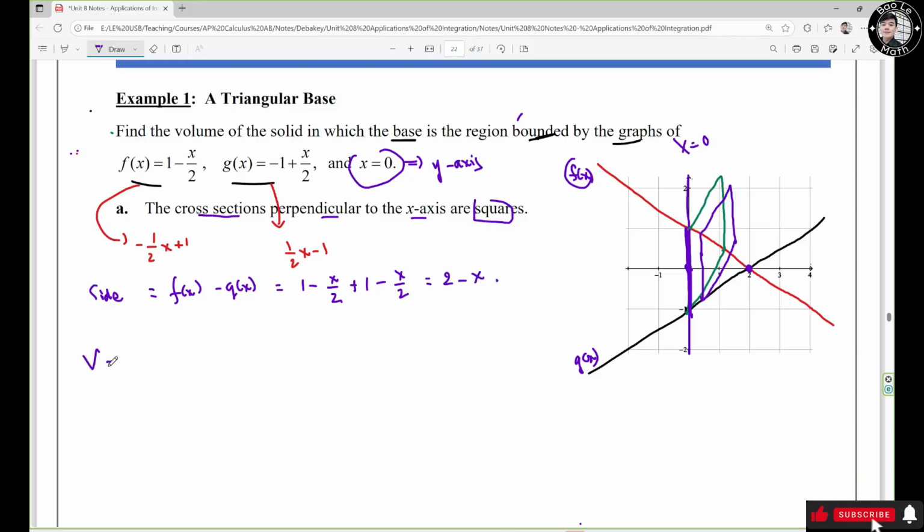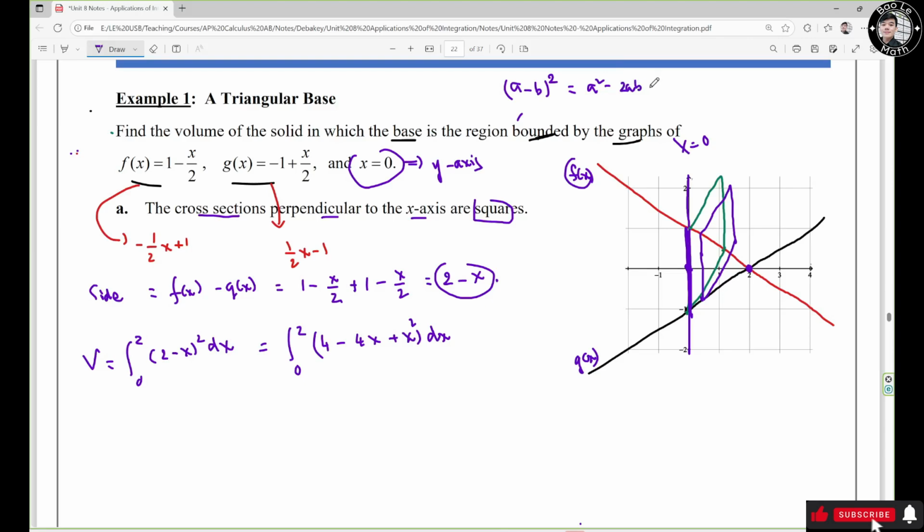Now the volume is the integral from 0 to 2 of the side length squared, right? So it could be 2 minus s altogether squared ds, right? Now you need to expand this one, so it could be integral from 0 to 2 of 4 minus 4s plus s squared ds, right? I use the complete square formula: a minus b altogether squared is a squared minus 2ab plus b squared, right? So keep that in mind. If you have the plus sign right here, it must be plus, right?